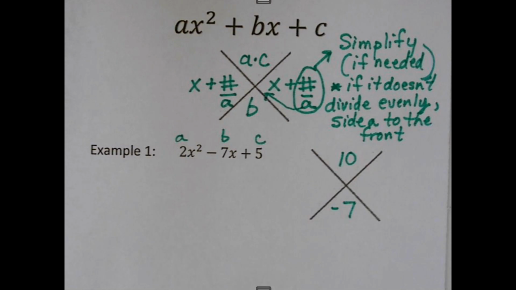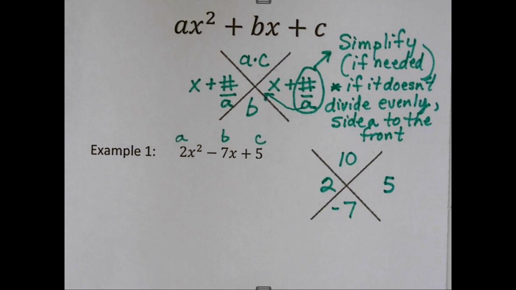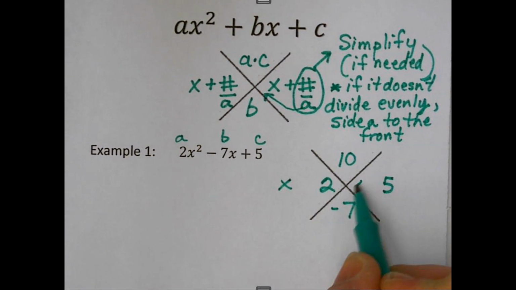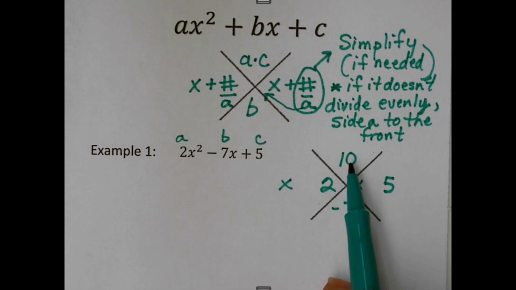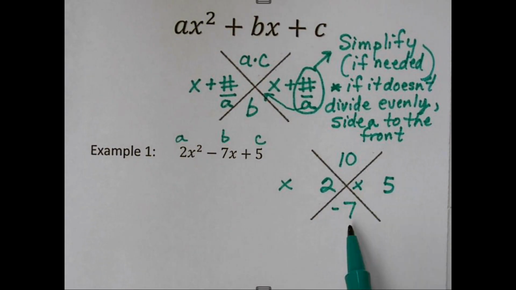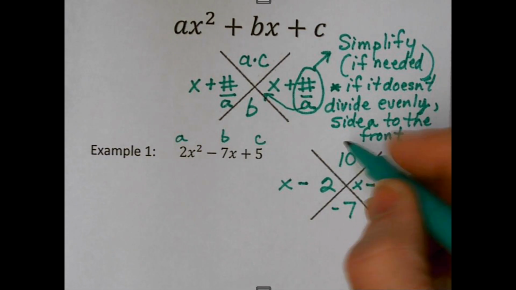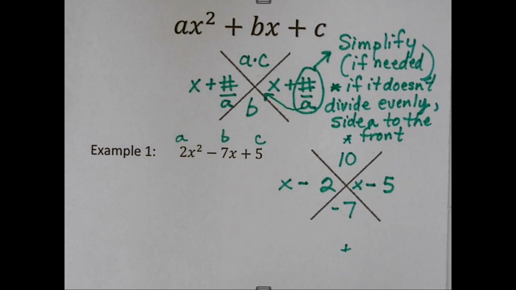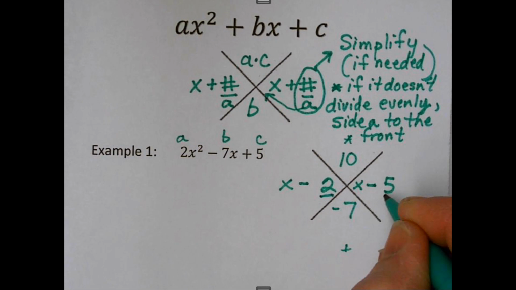Now over here, spread it out a little bit. What signs do both of these have to have? 2 times 5 is 10, but what do we have to do with the signs so that we get -7? They both have to be negative. -2 times -5, remember, that's how we get the top. We add to get the bottom. Okay, so we're good. Now we're going to divide both of these constants by A. So 2 divided by 2, 5 divided by 2.